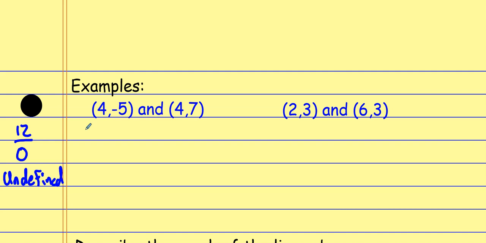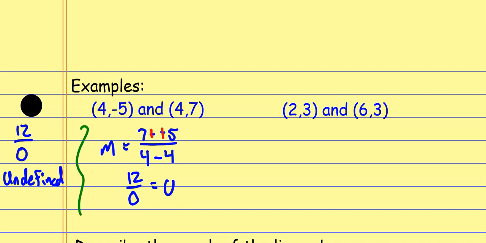And again, let me do my formula here. Let's see if I can do it without actually writing the formula this time. The second y value minus the first y value, the second x value minus the first x value. Change subtraction to adding the opposite. That's 12 over 0, which of course is impossible, so we say that this is undefined.